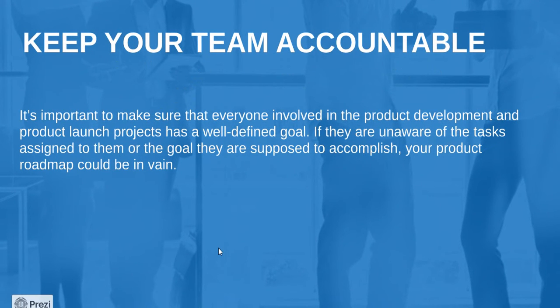You have to keep your team accountable. You need to set responsible people for each of the processes. Otherwise, they will lose control. It's important to make sure that everyone involved in the product development and product launch projects has a well-defined goal. If they are unaware of the tasks assigned to them or the goal they are supposed to accomplish, your product roadmap could be in vain.